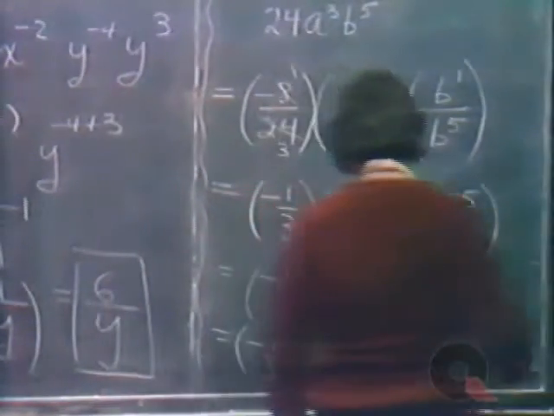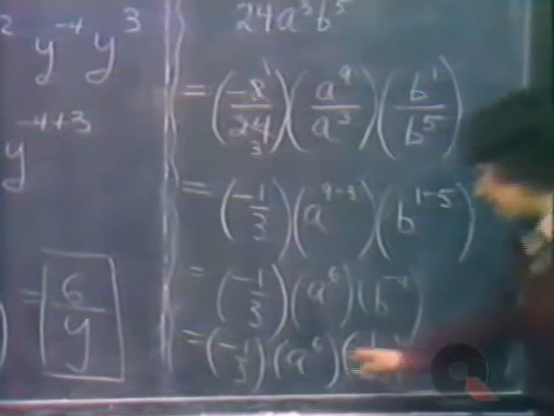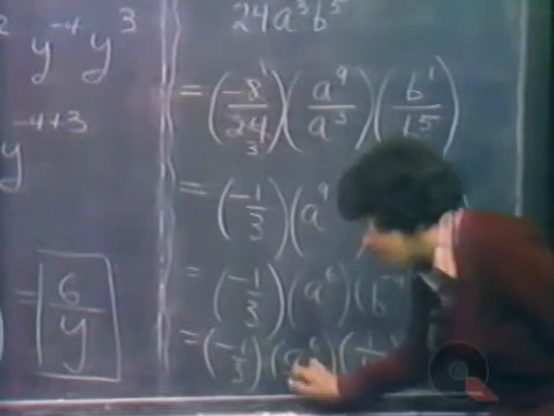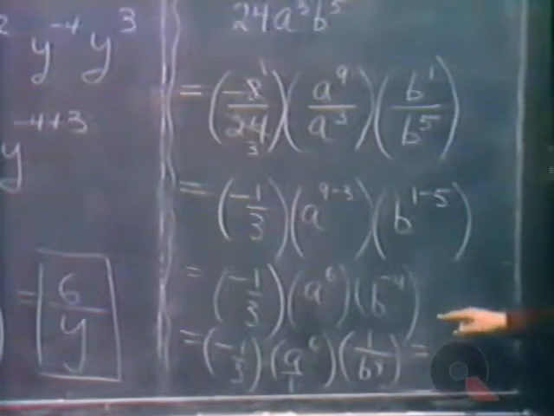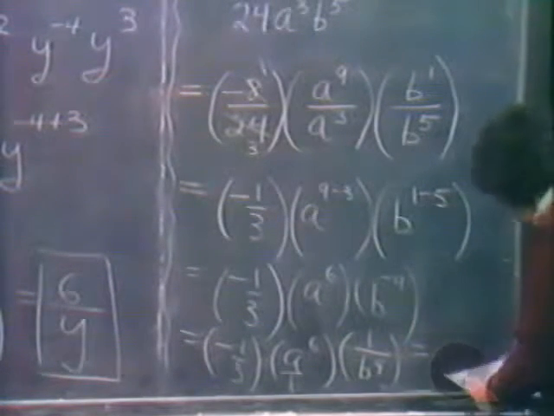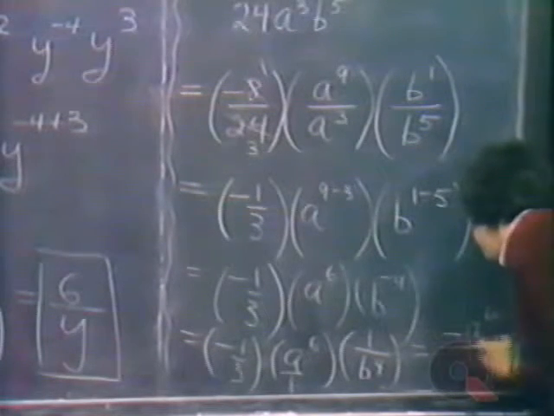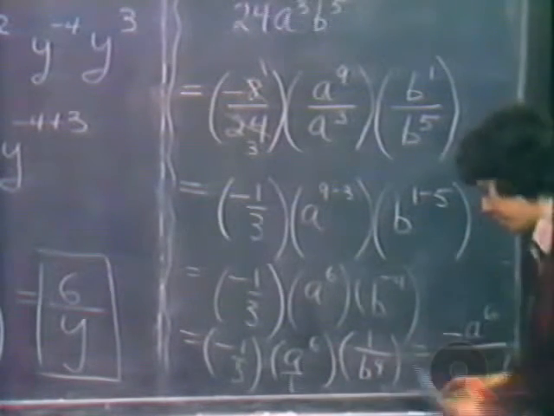And our final answer, okay, this is a to the 6. It's really a to the 6 over 1. So let's take the product of the numerators and divide by the product of the denominators. On the top, we'll have just minus a to the 6th. And on the bottom, 3b to the 4th.